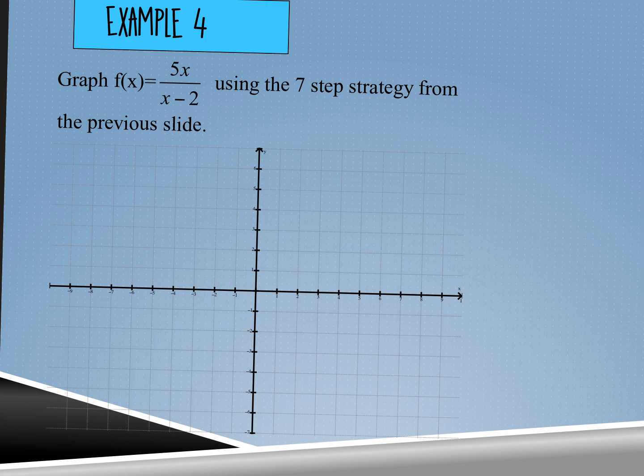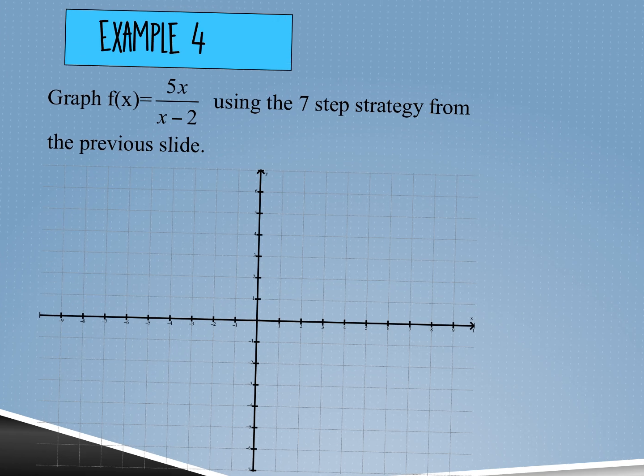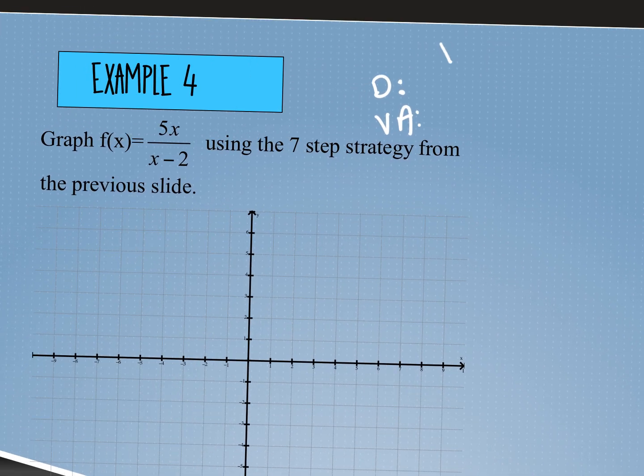The first thing we're going to talk about, let's find our domain. And what goes hand in hand with domain? Vertical asymptote. So domain and vertical asymptote, those things kind of go together. Where do we look? What do we do? We set the denominator equal to 0, right? Or not equal to. Kind of looking at it the same way. So what can x not be? 2. So that means your vertical asymptote is at x equals 2.